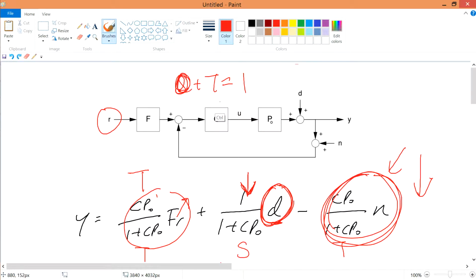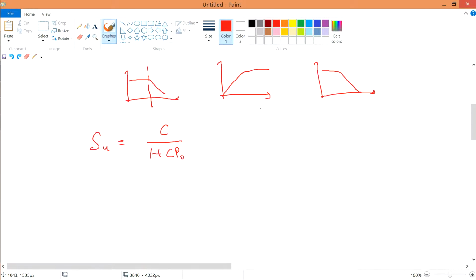If that happens, your plant cannot take it. Therefore, we want to ensure that there is a good combination of low S and a high T, in order to ensure that the input into the plant is not so high that it will spoil the plant. We'll talk about the control sensitivity function.